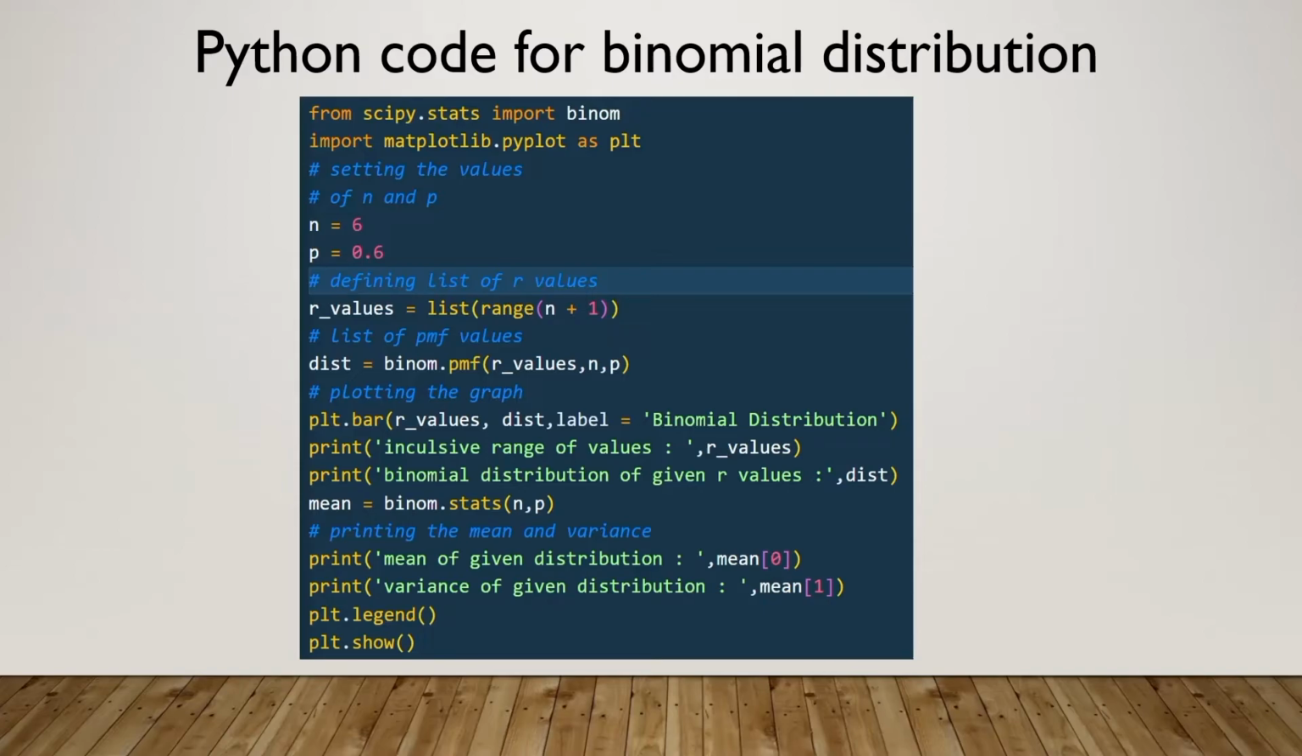Then mean equals binom.stats. This function takes arguments n, p and returns the mean and the variance of the binomial distribution. Then we are showing the bar plot on the output screen. The function plt.bar gives us the bar plot. We are plotting a bar graph for the binomial distribution of given r values using the matplotlib library.